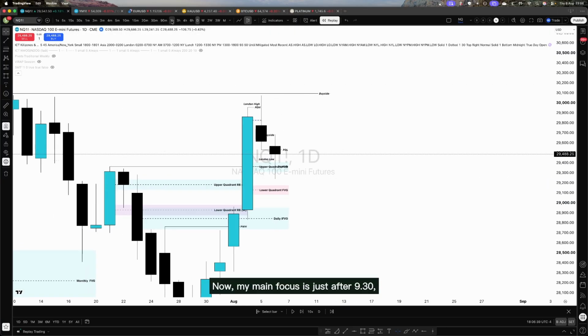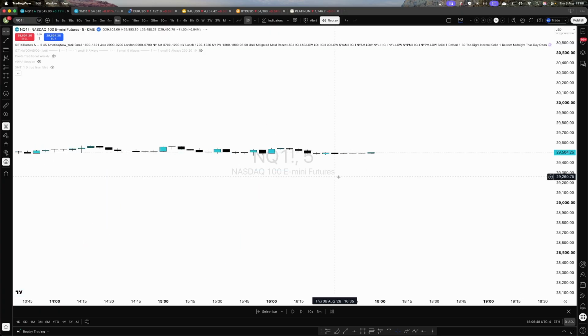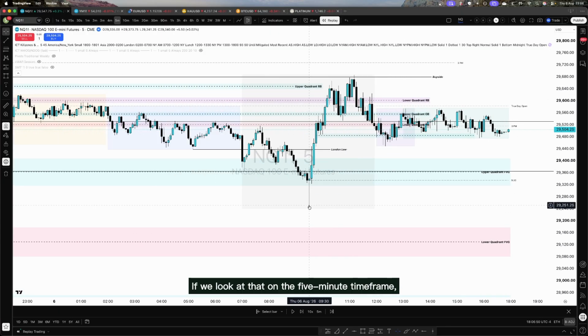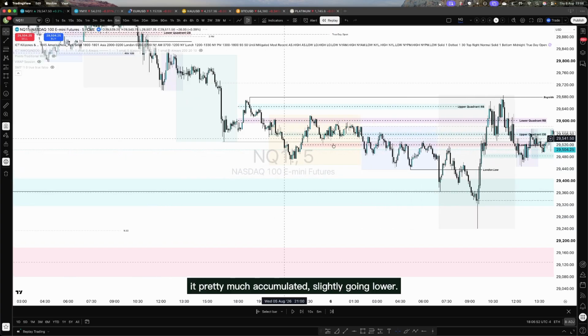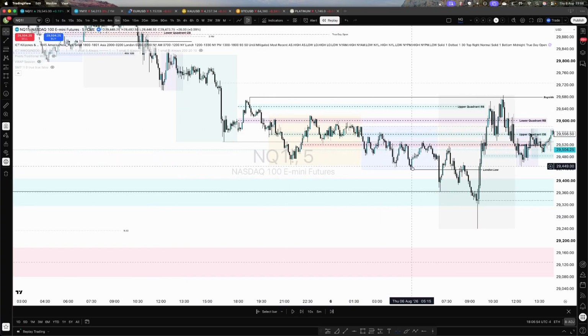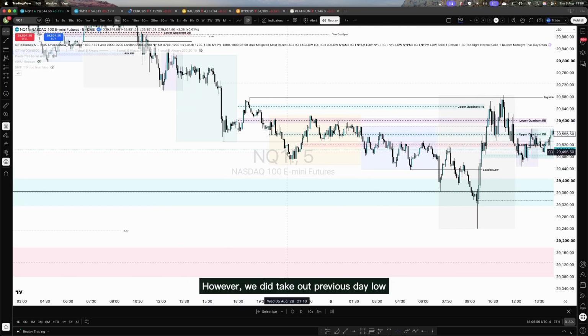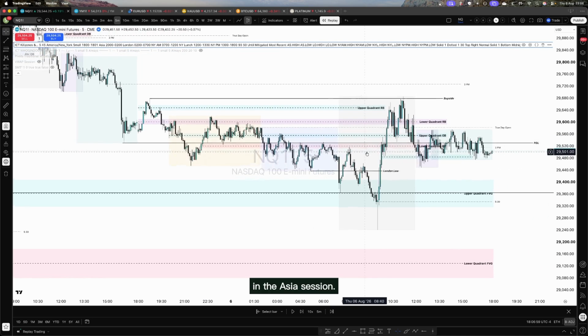Now, my main focus is just after 9:30. I'm not really focused on what occurred during the Asia session or the London session. If we look at that on the 5-minute time frame, it pretty much accumulated, slightly going lower. However, we did take out previous day low in the Asia session.